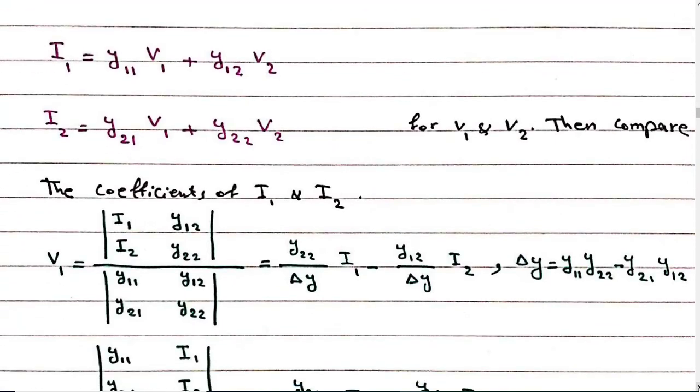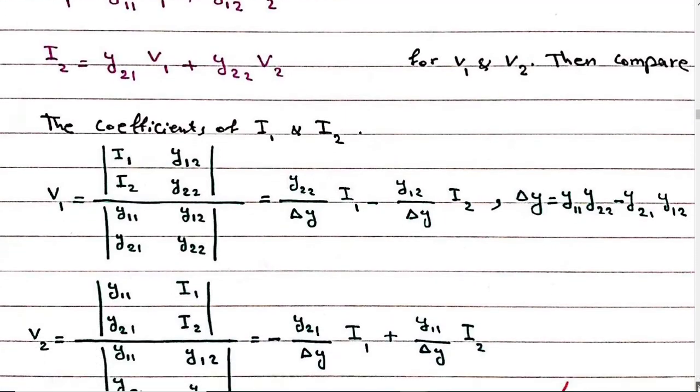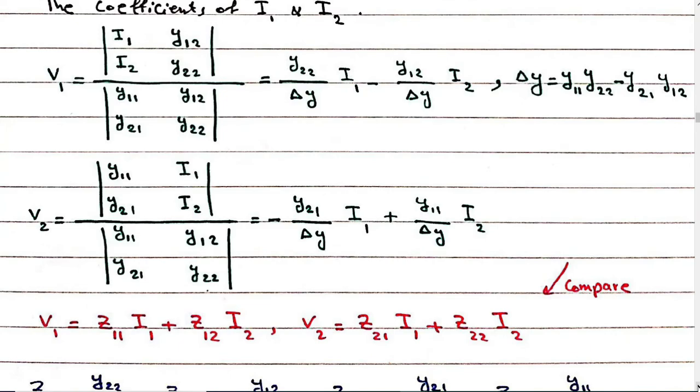So we have I1 in Y parameters, and the I2 equation is y21 v1 plus y22 v2. So for v1 and v2, then we compare the coefficients of I1 and I2. So use Cramer's rule. From here, we find v1 and v2. And we have v1 and v2 equations in Z parameters. And we compare these two equations and these two equations.